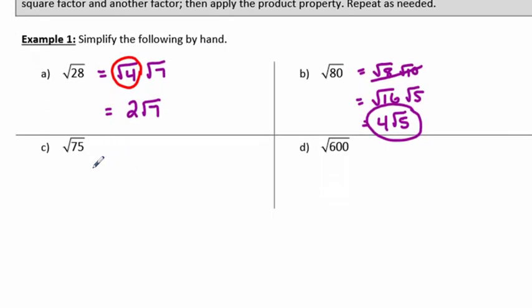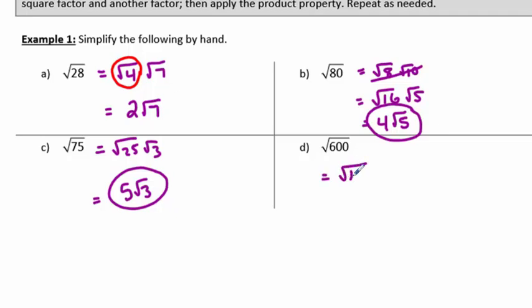Square root of 75. The square root of 75 is the same thing as the square root of 25 times the square root of 3. 25 is a perfect square, so this gives me 5 times the square root of 3. And 600. 600 can be written as 100 times 6, so that's the square root of 100 times the square root of 6, or 10 times the square root of 6. Again, we only want to work with perfect squares, so 60 and 10 is no good since those aren't perfect squares, but 100 is a perfect square. That's how I want to break this up.